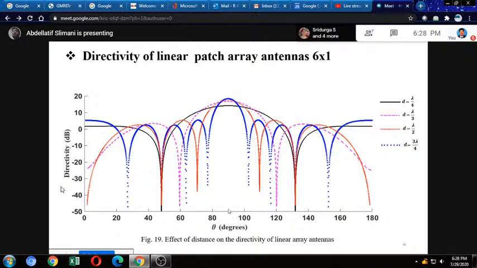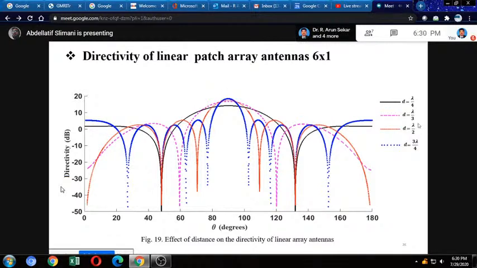We choose the maximum radiation toward the angle 90 degrees. For d equal lambda per 4, in black color, we have just one beam toward the desired direction and two secondary lobes. If I increase the inter-element distance, in pink color, d equal lambda per 3, I can observe that the level of radiation increases and the beam width decreases in comparison with the first case.